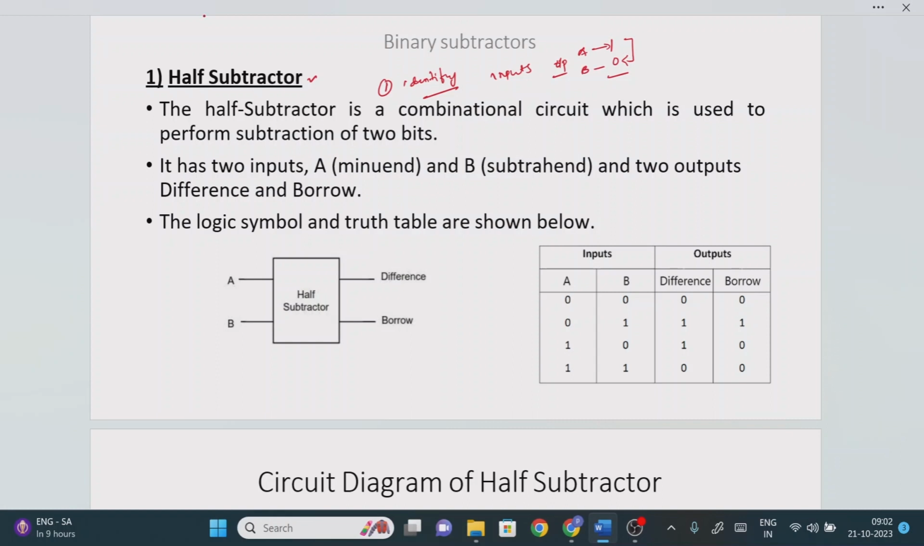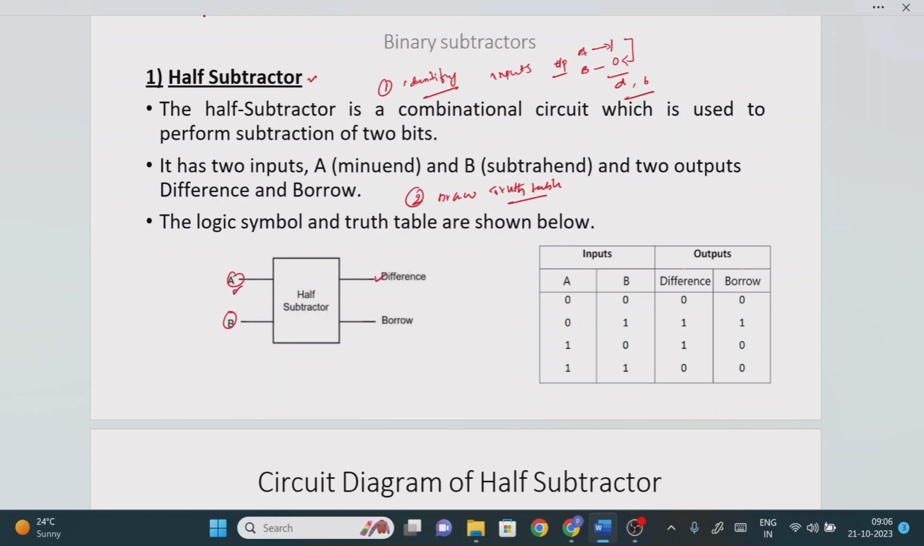After performing the subtraction, what are the expected outputs? One is the difference, and the other is the borrow. So the first step is identification of the requirement. As per the design requirement, we need two input values, and the corresponding outputs are the difference and borrow. So step 1 is completed. Now step 2 is that we need to draw the truth table representation, based on the inputs and outputs.